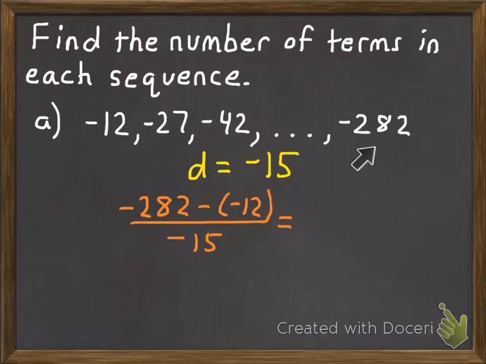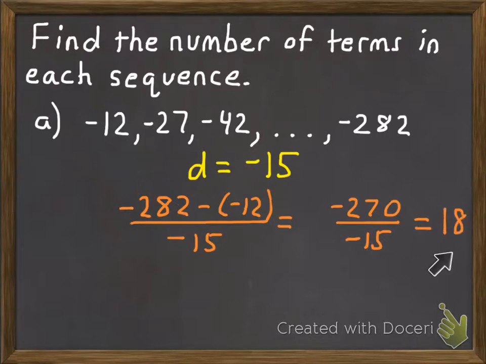All right, so the first term and the last term, I pointed those in opposite directions, are negative 270 apart. And if I want to figure out how many negative 15s go into negative 270, or how many common differences go into negative 270, I want to divide negative 270 by negative 15. All right, and so it turns out there were 18 common differences added to negative 12 in order to get to negative 282. All right, now let's use a little bit more logic here.